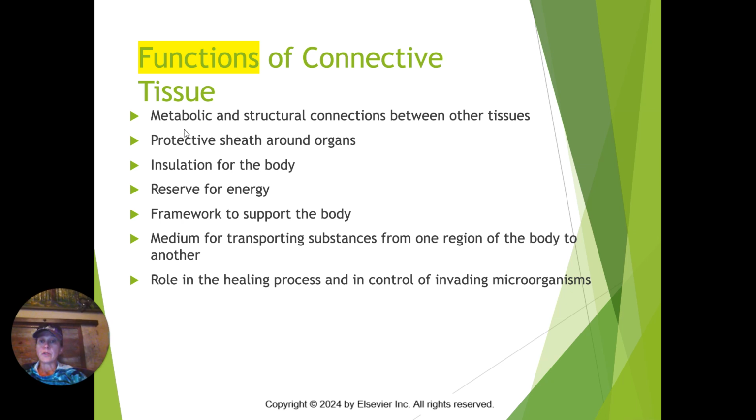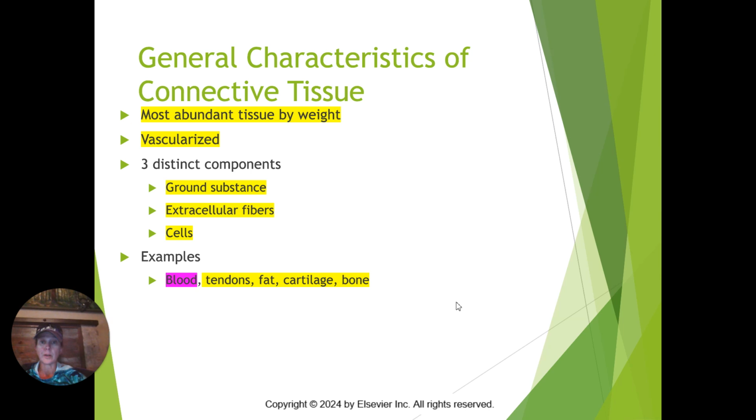It allows structural and metabolic connections between tissues. It protects our organs by providing a sheath around them. It helps to insulate our body. Connective tissue serves as a reserve for energy and general framework, and is also important in the transport of substances from one place in the body to another. Our connective tissues also have an important role in the healing process, as well as helping to control invading microorganisms, and we'll talk about that at the end of the lecture.